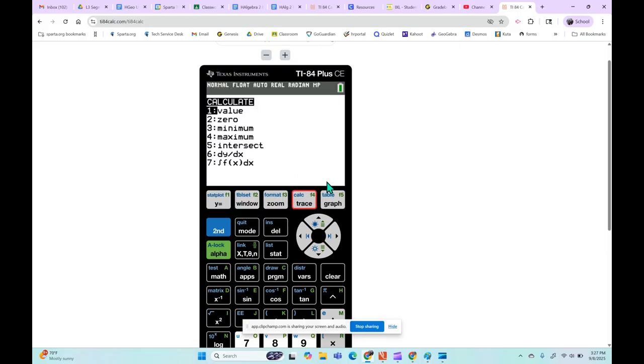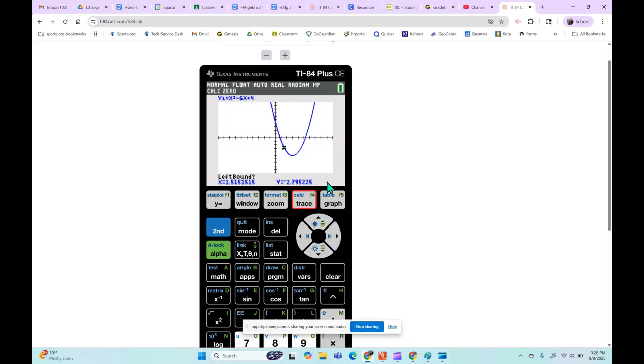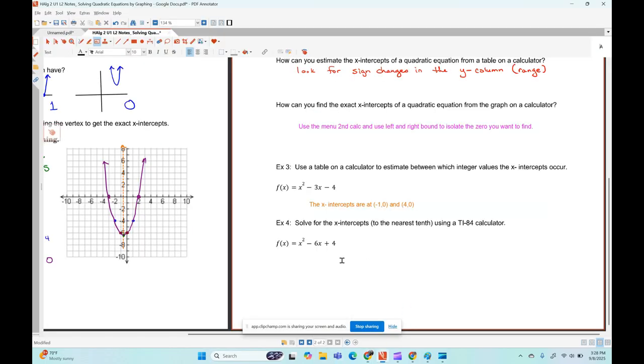Second calc, 0. All right, I'm going to go over and do the other x-intercept now. So I'm going to get past the minimum. All right, now I'm to the left of it. Now I'm to the right of it. 5.24 or 5.2. Okay, so we can go back and type in those answers now to the nearest tenth.